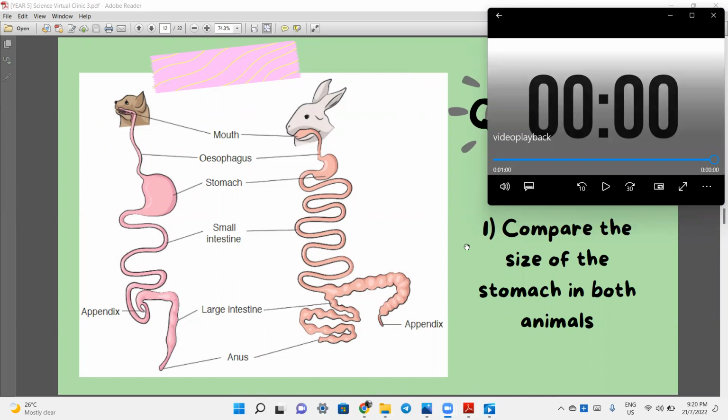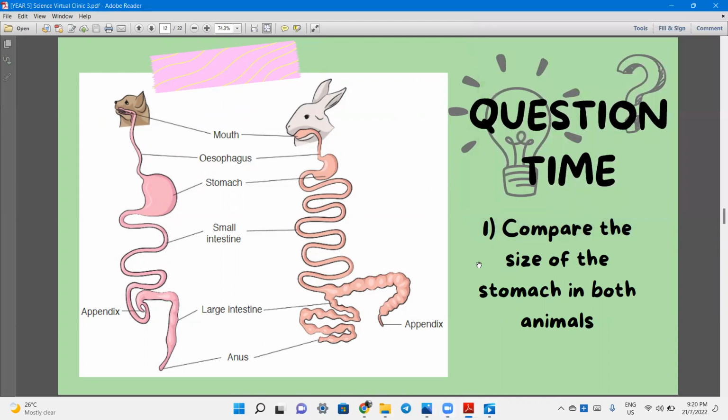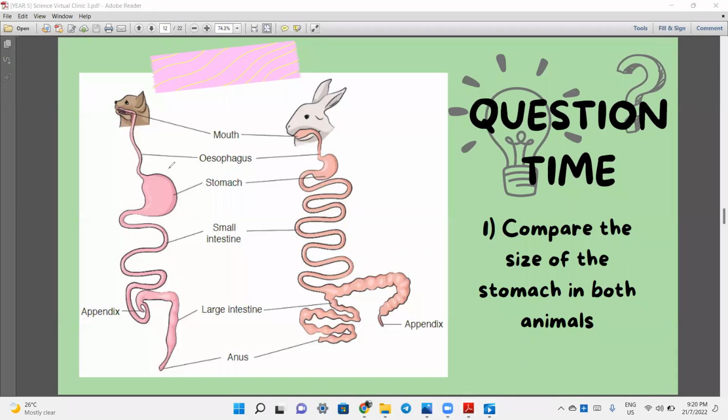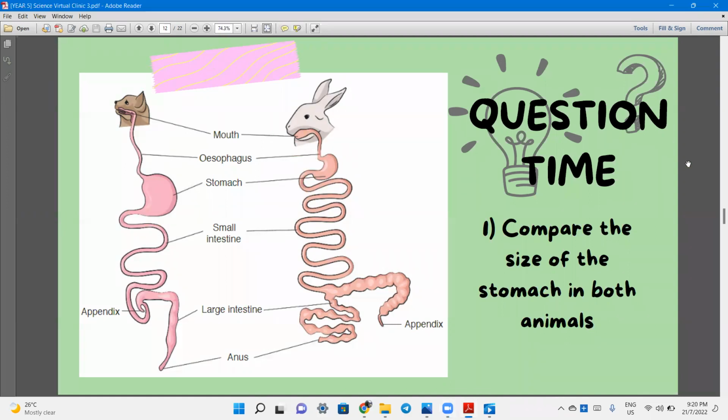Very good. The answer is, the size of which animal is bigger, class? Very good. The size of the stomach of the cat here is bigger, as you can see here, and the size of the stomach of the rabbit is smaller. Let's try to answer the next question.